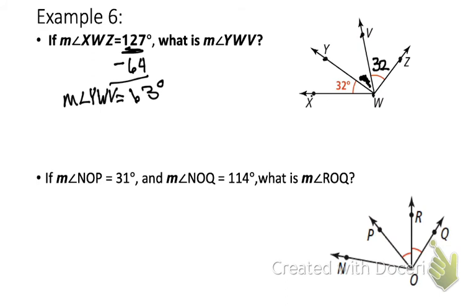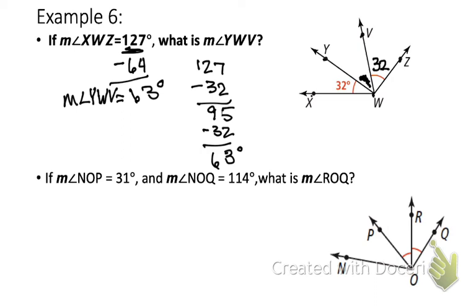And so the measure of angle YWV is 63 degrees. Now you could have taken 127 and subtracted 32, and subtracted, I didn't subtract right. How about a 95? And subtracted 32 again, and got 63 as well. But just adding them together was easier first.